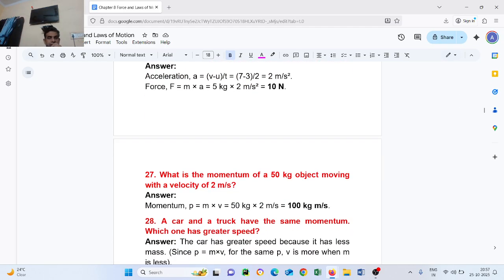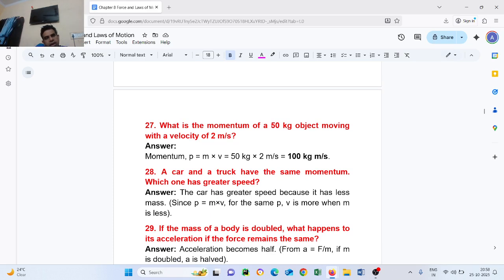Question number 27. What is the momentum of a 50 kg object moving with the velocity of 2 meter per second? So we know that momentum P equals m into v. Mass is given 50 kg. Velocity is also given 2 meter per second. So put in the formula P equals mv. P, value of m is 50 kg multiplied by v equal to 2 meter per second. So 100 kilogram meter per second.